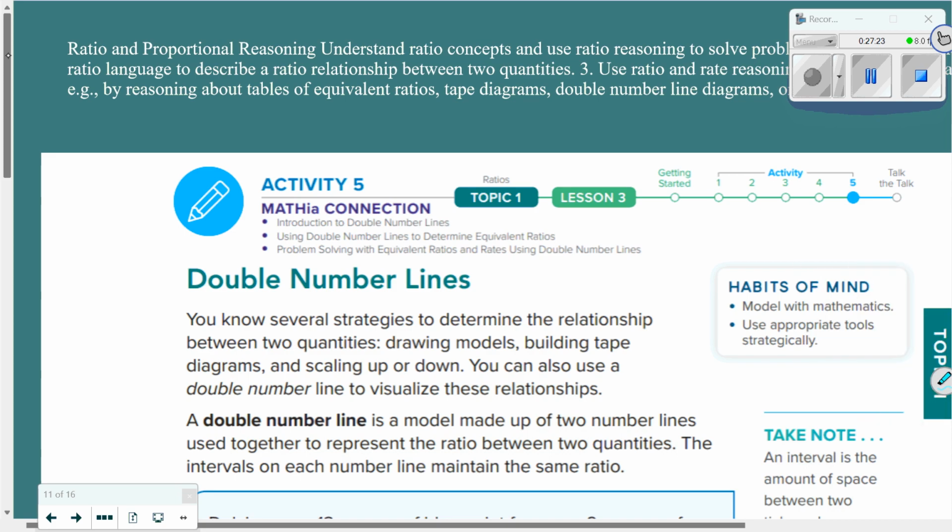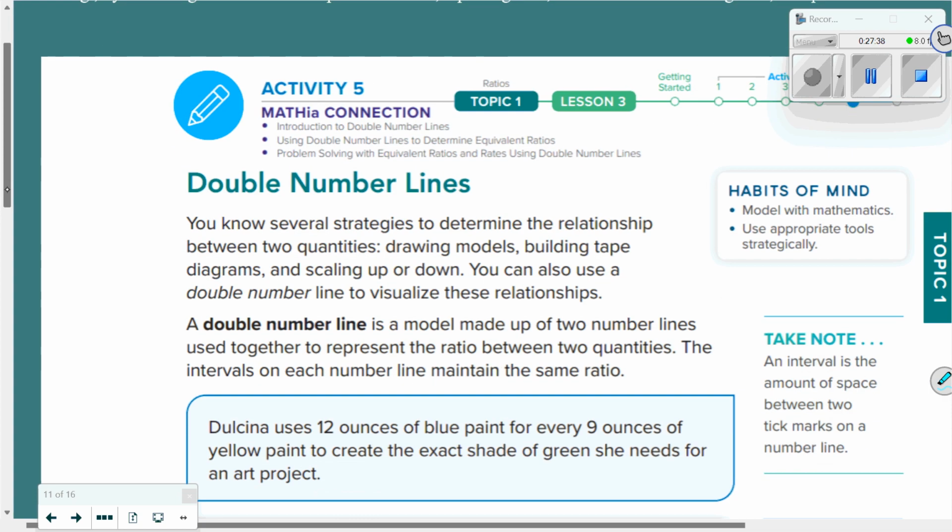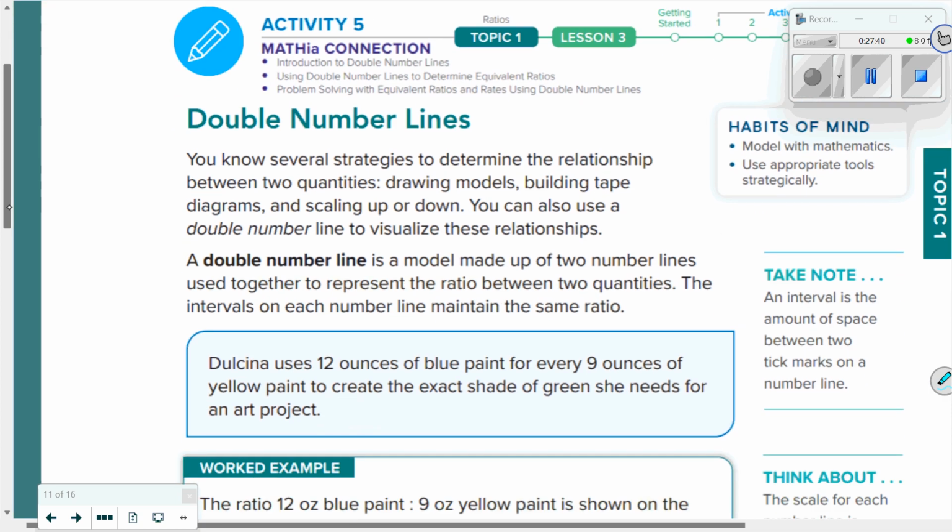Why this lesson ended up taking us 2 different days. We've actually gone into 4 different concepts in just this one lesson. Okay? So the 4th concept we're going to introduce in this lesson is the concept of a double number line. A double number line is an additional model that you can use. This model is made up of 2 number lines used together to represent the ratio between 2 quantities.